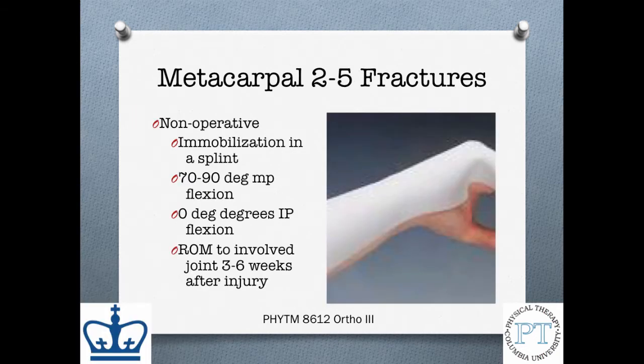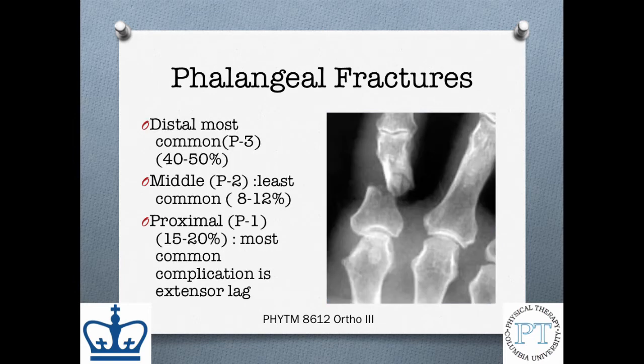And how are they treated? They're typically treated non-operatively. The patient is immobilized in a splint where the MP joint is kept in about 70 to 90 degrees of flexion. The IPs are at 0. And range of motion to the involved joint is allowed approximately 3 to 6 weeks after the initial injury.